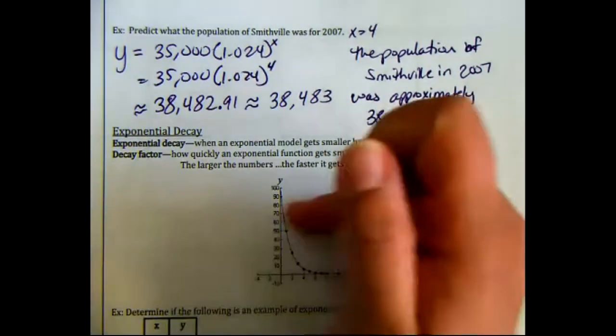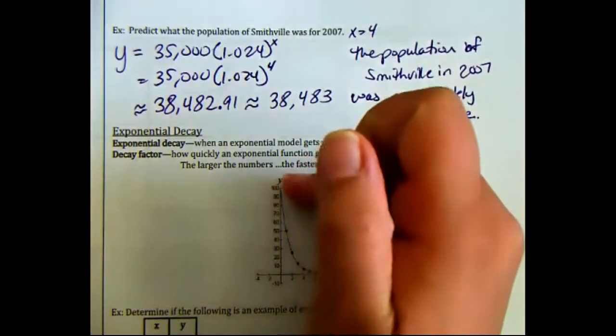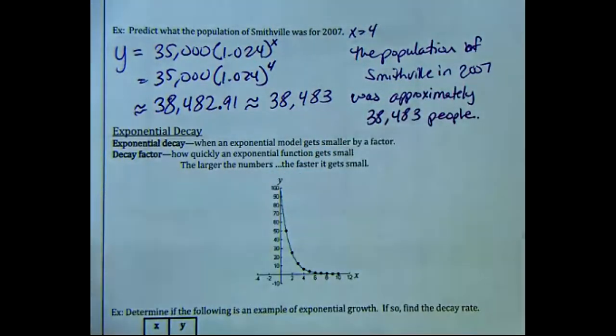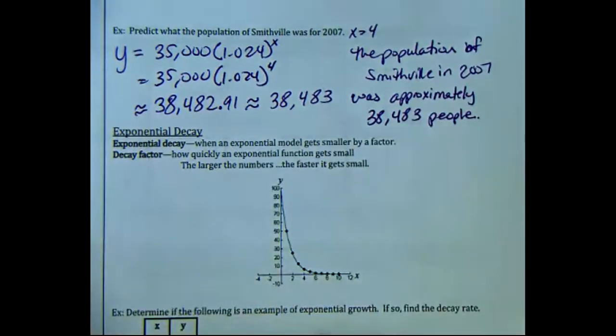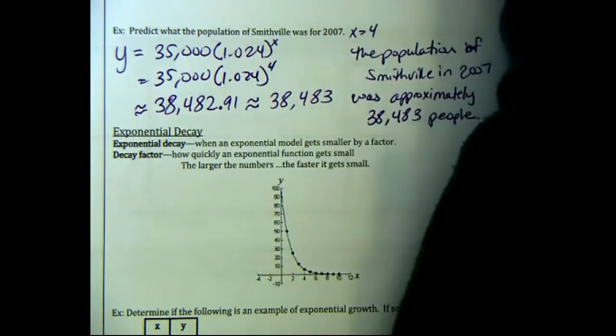The larger that number that you're starting off with, the larger the initial amount, the faster your function is getting smaller here. And so you also have your decay factor, right?